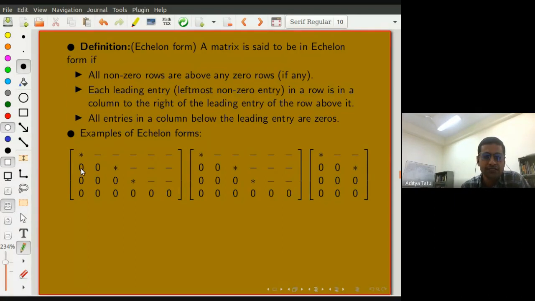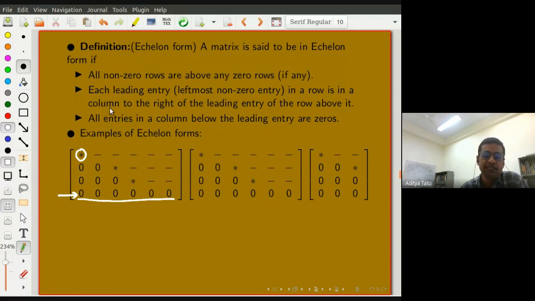So you can notice here that the leading entries need not be only along the diagonal. You can see that there is no such condition. The only condition is, you can see this row is completely a row of zeros. That row has to be below any other non-zero row. So that's the first condition.